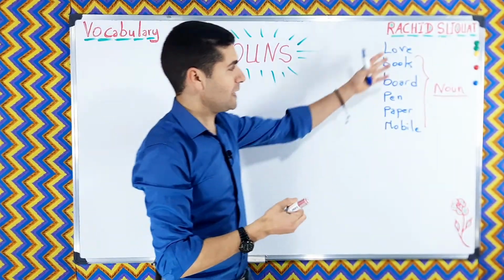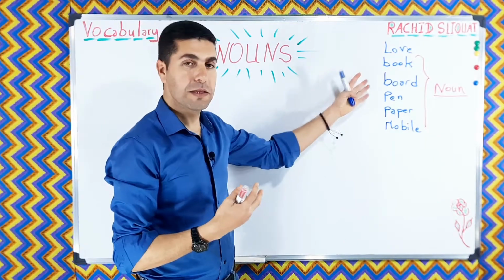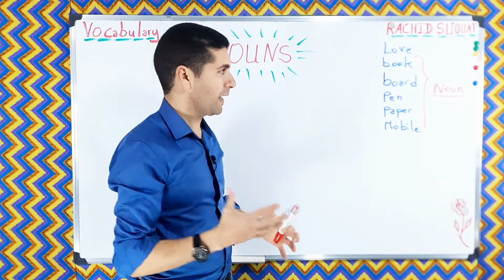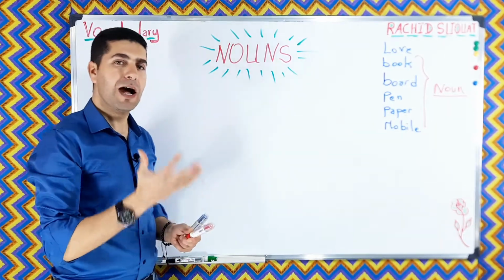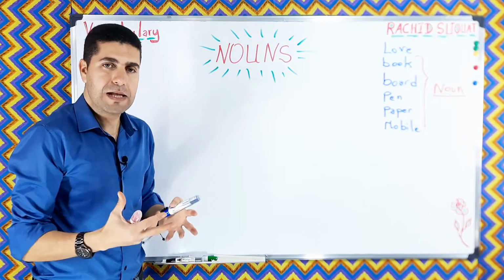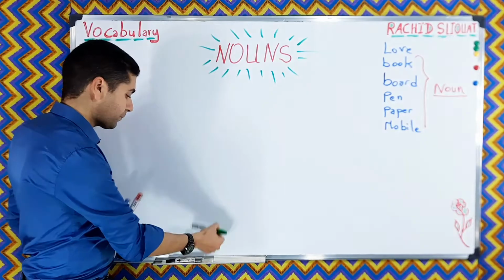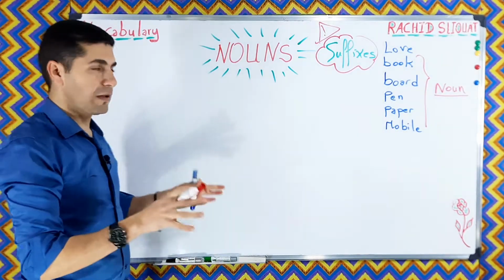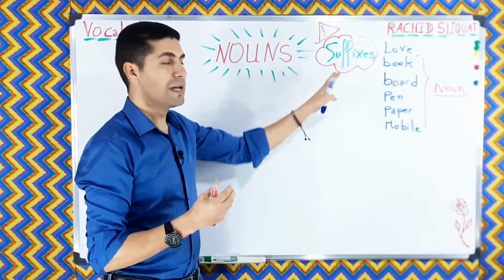Here we don't have any suffix to make these nouns, so we can call them independent. They can stand by themselves. These are only examples. On the other hand, we have another type of nouns that we can create and make using what we call suffixes. So today's lesson is about nouns that we create and shape using suffixes.